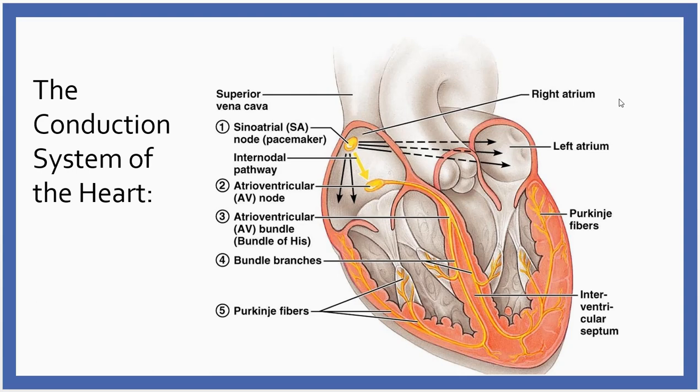So the AV node does a couple things. One is that there's a tiny little delay at the AV node. It's just a very little fraction of a second, but that's important because that little delay allows better filling of the ventricles, and that's good. The other thing the AV node does is that it'll protect the ventricle from really high atrial rates.